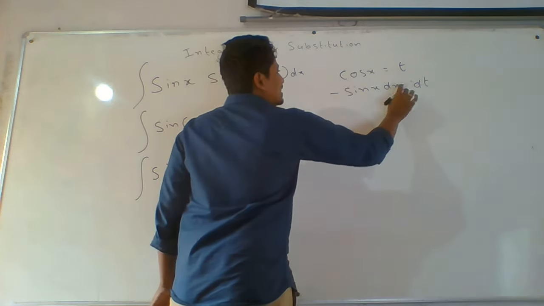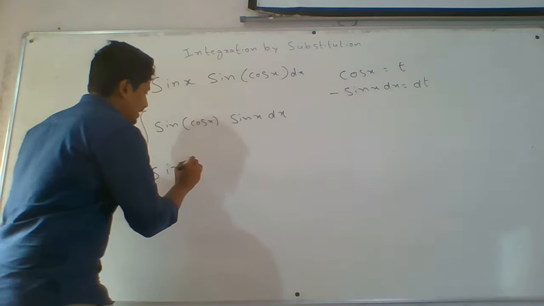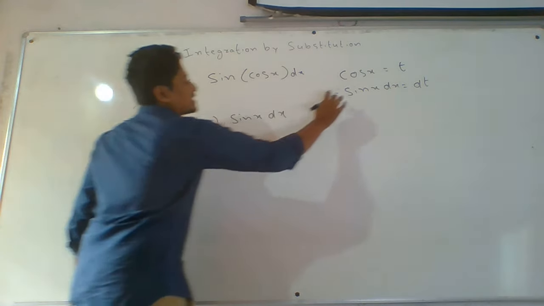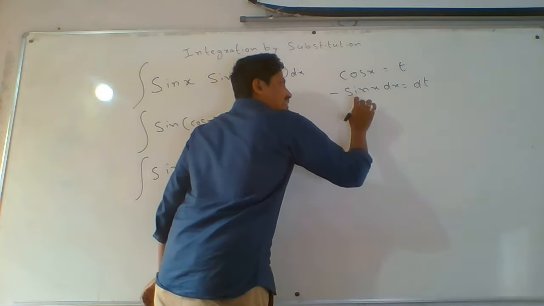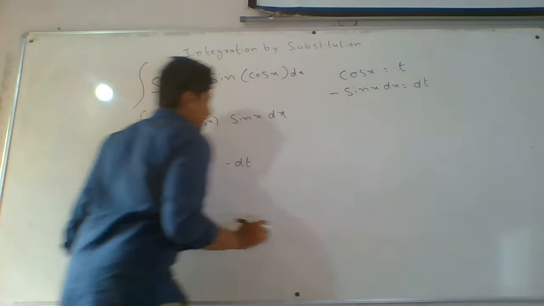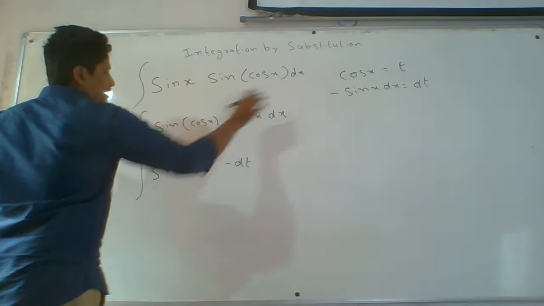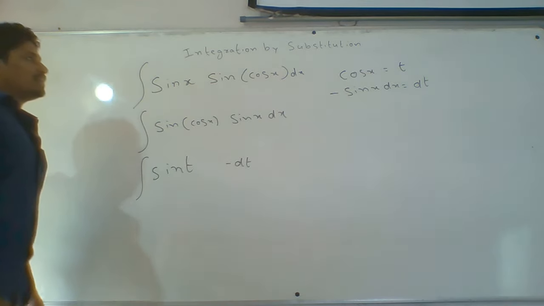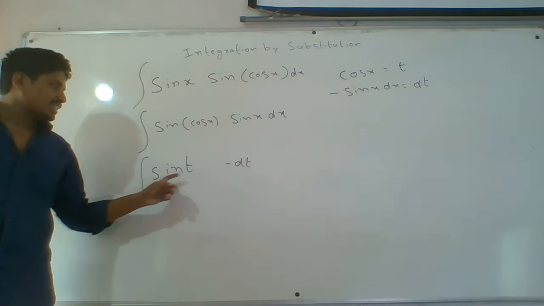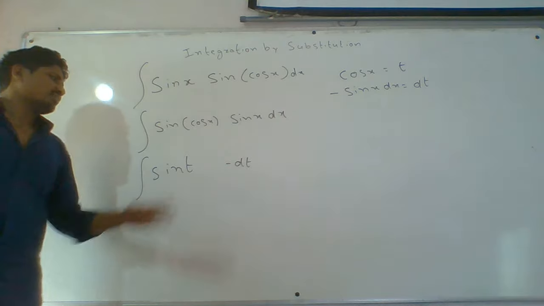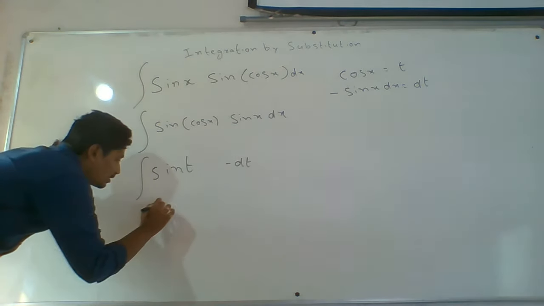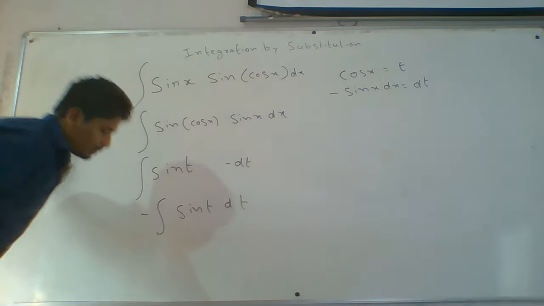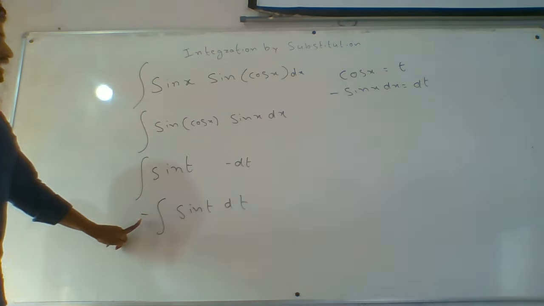What is sin x dx? It is minus dt. In the place of cos x I am substituting t. So sin t into minus dt. Minus is a constant, you can take it out. Integral sin t dt. Observe the step here. Minus you can take it out.